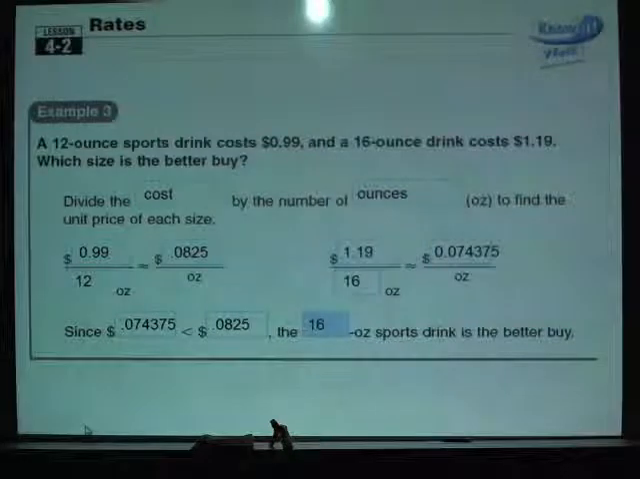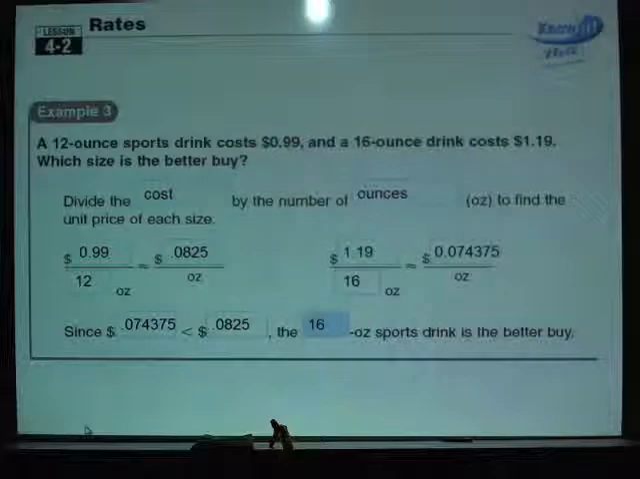When we did those cough drop questions, we were trying to figure out which one I was actually getting more for. Now I'm going to be looking for the smaller number, because the smaller number is what I'm paying less for. So, number 3 says a 12-ounce sports drink costs 99 cents and a 16-ounce drink costs $1.19.